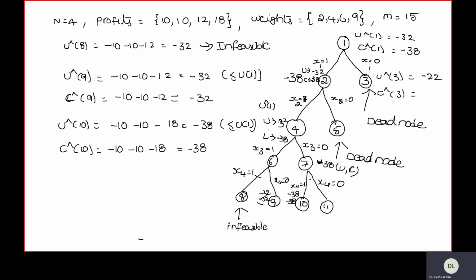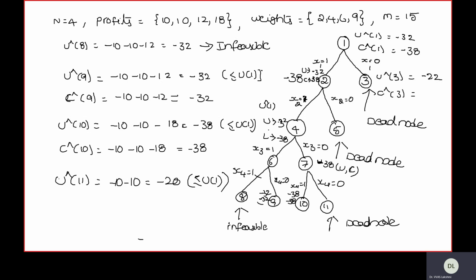So last, the first item and second item should be taken, the third and fourth will not be considered. So the upper bound of 11 is equal to only the first and second items being considered, the third and fourth will not be considered. So that's why minus 20 is the profit of the 11th node. Here it is compared with the upper bound of 1, and it is greater than this one. The condition fails, that's why this node becomes a dead node.